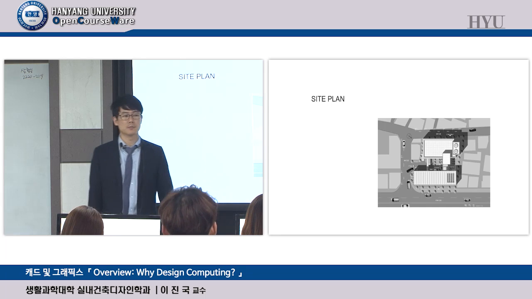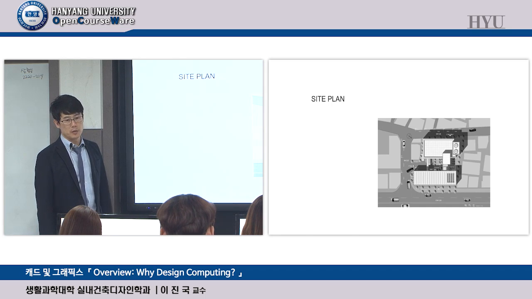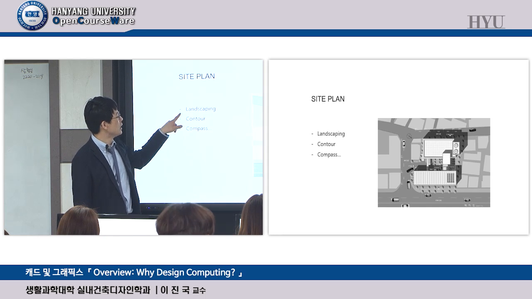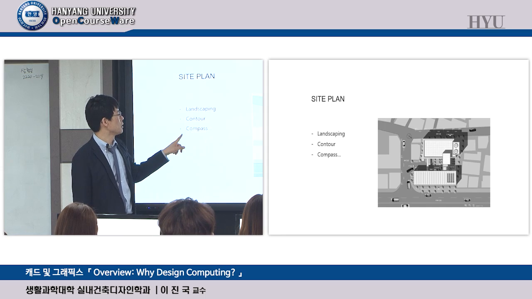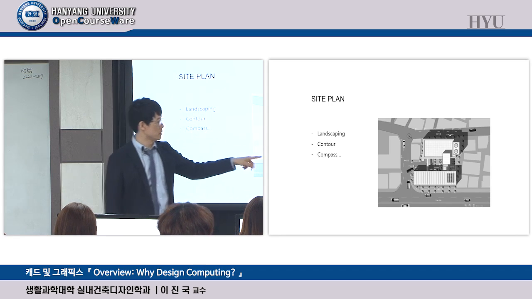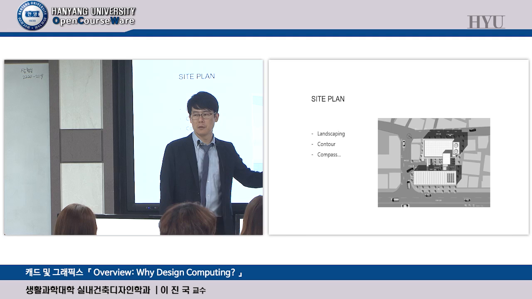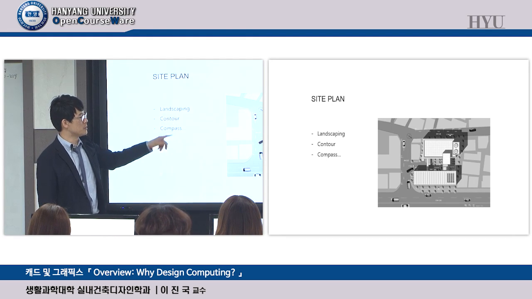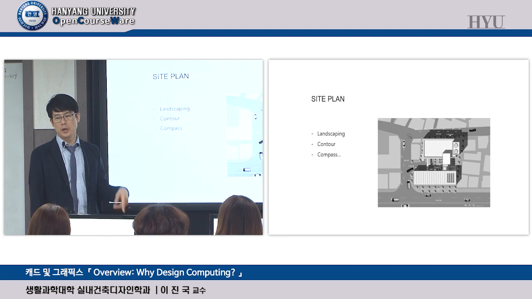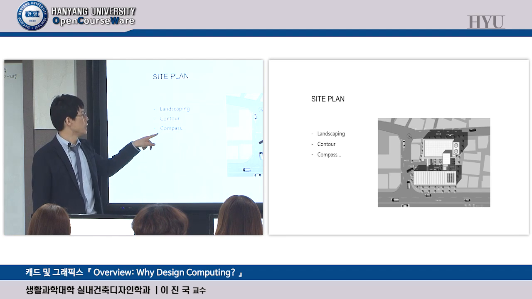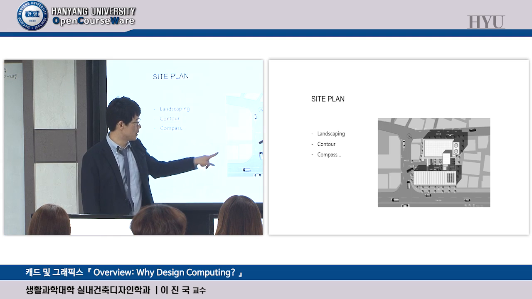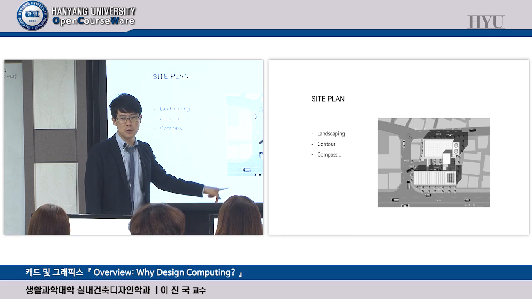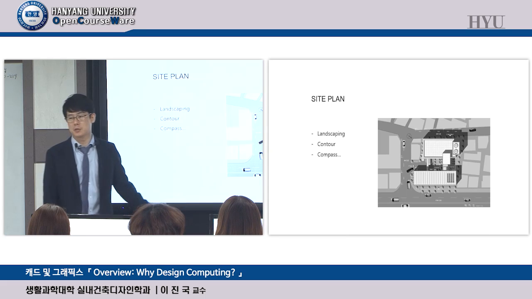For your design. Okay, site plan. Take a look, site plan. Computer generated site plan has landscaping, contour, compass. What is landscaping? Trees, foliages, green, grasses. Contour means contour, okay? 등고선, okay? Compass, you know what it means, right? This is not number 4, north and south, east and west, okay?